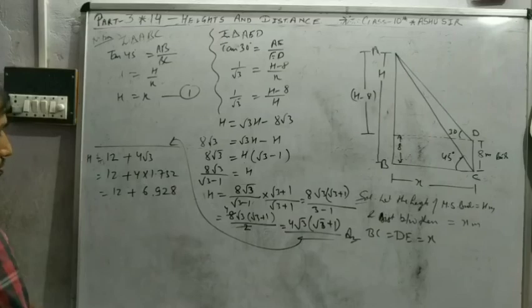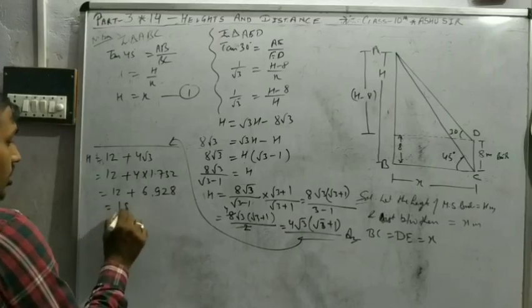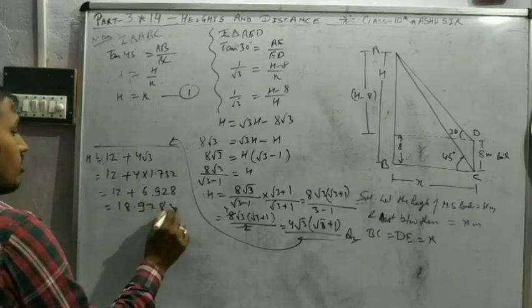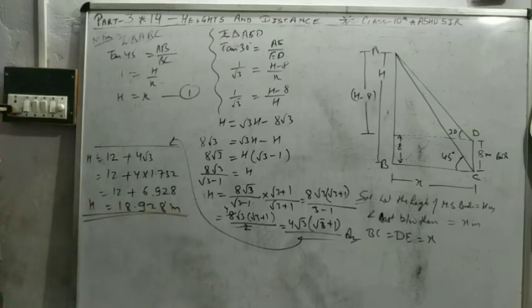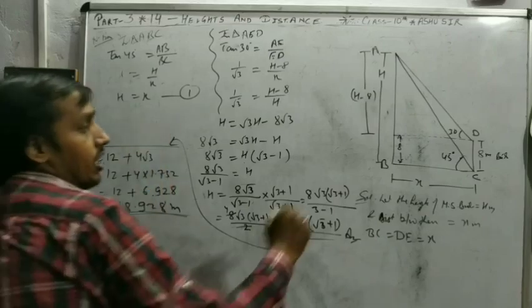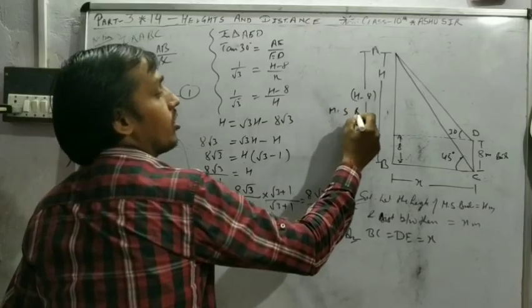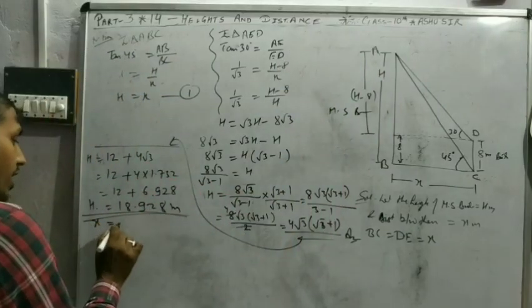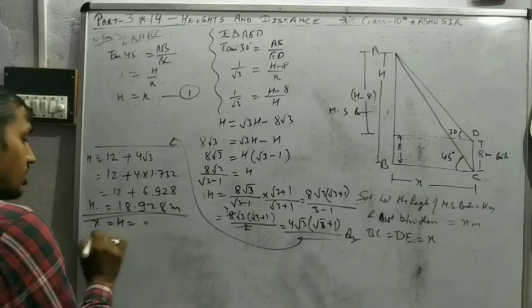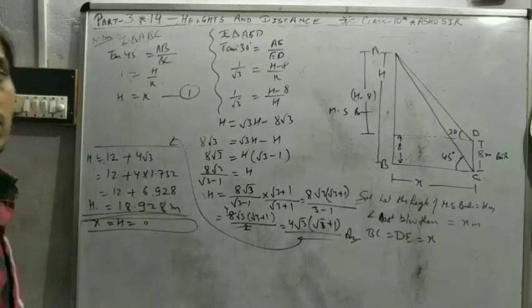So this gives 18.928 meters, the height of the multi-story building. Then you can also find the value of x, which is equal to h. The same values, both are the same answer. Pause the video and note down.